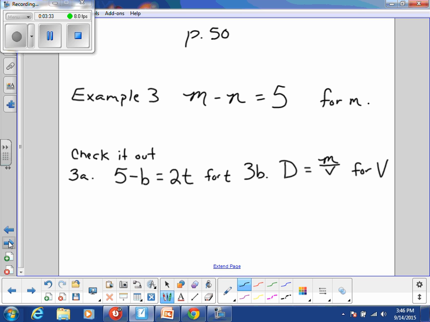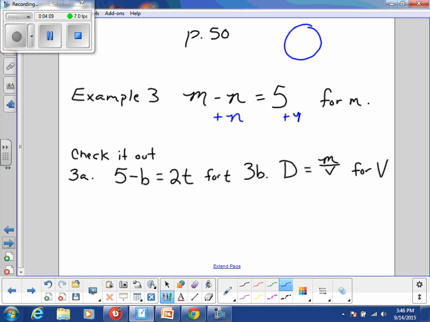Just like before with numerical equations, you look at the equation, you think about what part you want to solve for, you think about what's happening to it. In this equation, what's happening to m is something is being subtracted from it. That's the only thing that's happening to m. So if I want to get m by itself, just like before, I do the inverse. And the inverse of subtracting n is to add n.